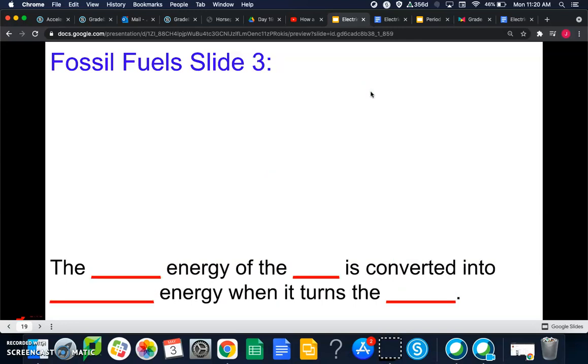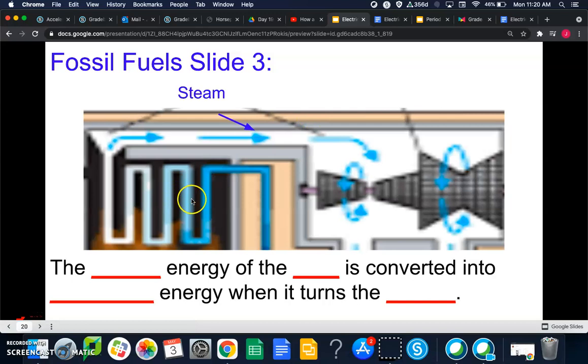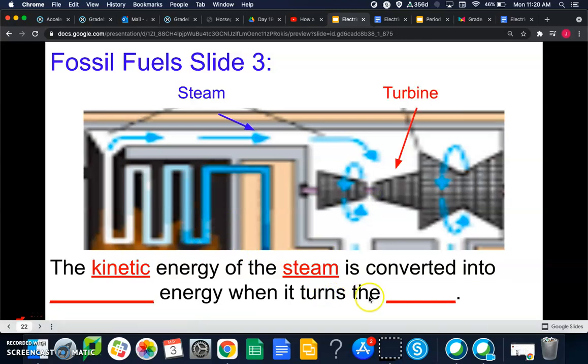Okay, so then for slide number 3, you're going to kind of draw the water pipes up above here. And what you should see is as the steam goes through the pipe, it feeds into this chamber with the turbine. So basically the kinetic energy of this steam is going to turn this turbine right here, and that'll turn the kinetic energy into mechanical energy.